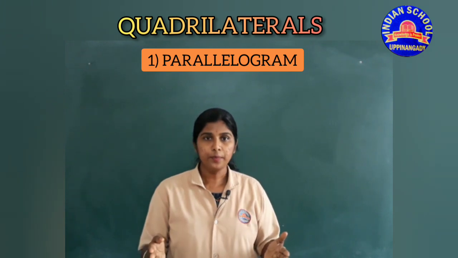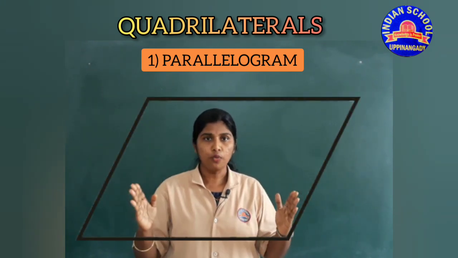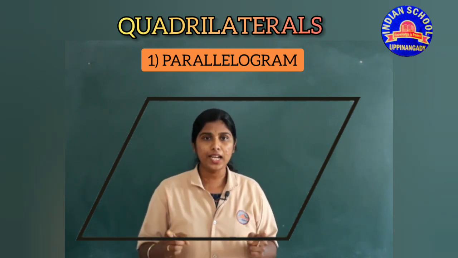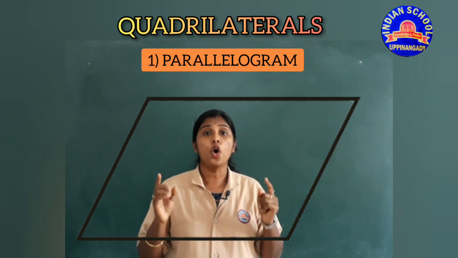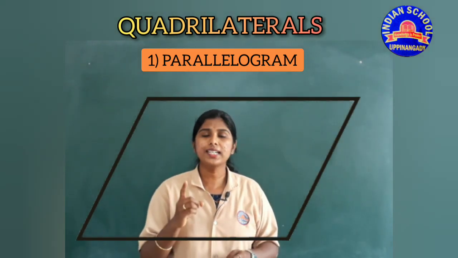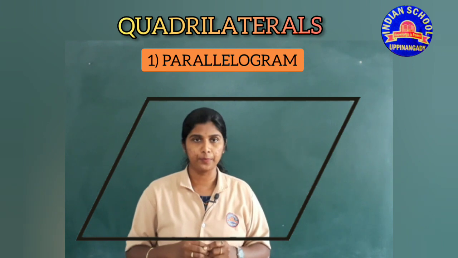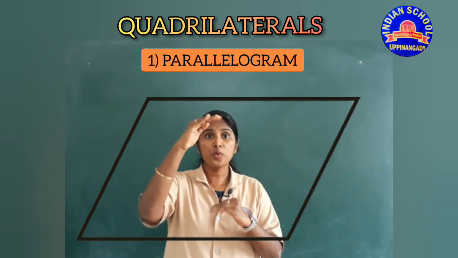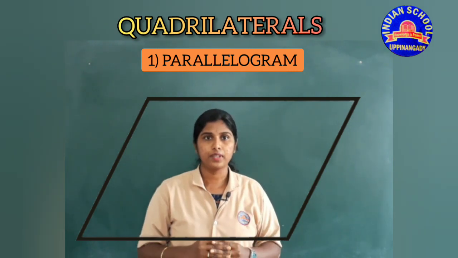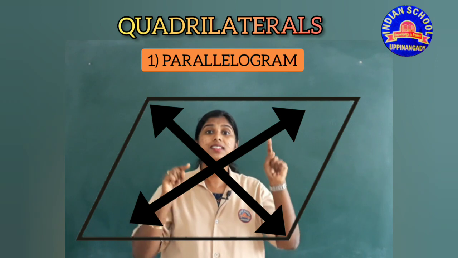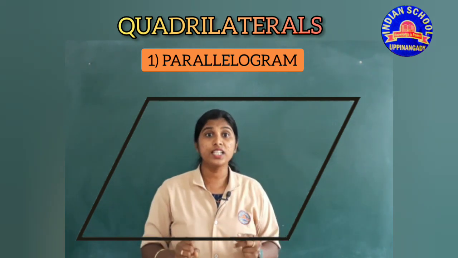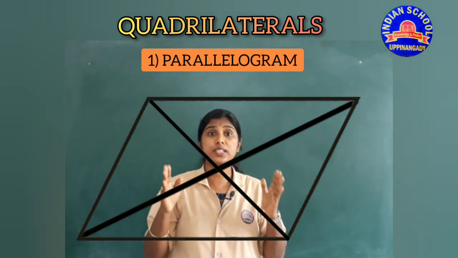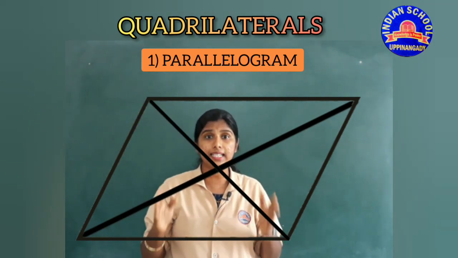In a parallelogram, both pairs of opposite sides are parallel. So remember, in a parallelogram both pairs of opposite sides are parallel. So that is the definition of a parallelogram. If you see the parallelogram, opposite sides are equal and opposite angles are equal, and here we have two diagonals. These two diagonals bisect each other.